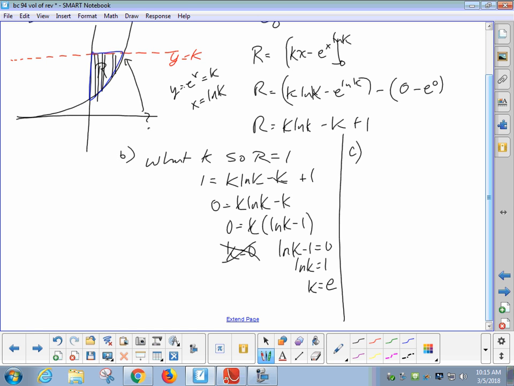A related rates question. If this grows, what happens to the region R? So they say k is increasing.